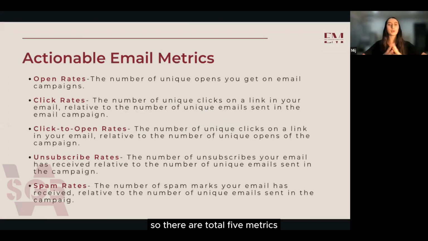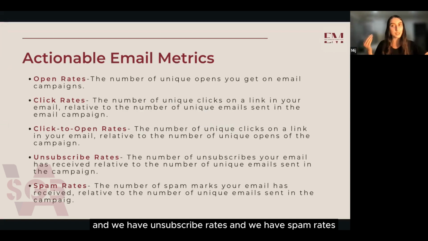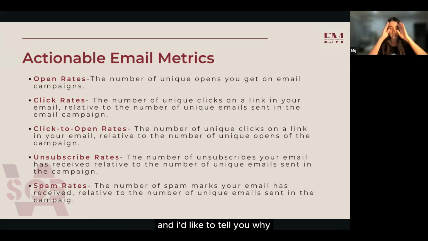So there are 5 metrics in total. We have open rates, click rates, click-to-open rates, unsubscribe rates, and spam rates. Obviously, unsubscribe rates are also a part of the KPIs, and I would like to tell you why. So let's start with open rates.